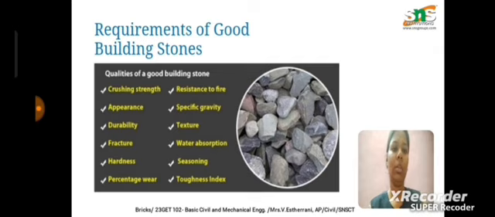The requirements of a good stone should be, it should be hard. The hardness of the stone should be higher. It should be fire resistant. The specific gravity should be higher, and the water absorption of the stone should be lesser.